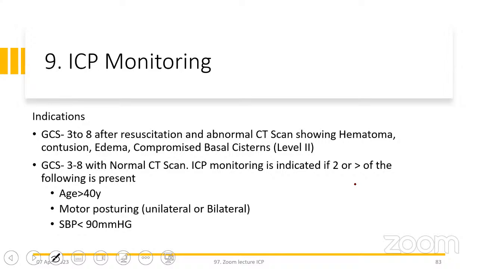What are the indications for ICP monitoring? Glasgow Coma Scale 3 to 8 after resuscitation, with an abnormal CT scan showing hematoma, contusion, edema, or compromised basal cisterns, which I talked to you about in neuroimaging findings. Glasgow Coma Scale 3 to 8 with a normal CT scan also warrants ICP monitoring if two or more of the following are present: age more than 40, motor posturing, and systolic blood pressure less than 90.